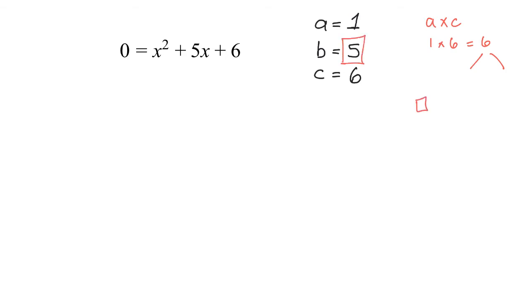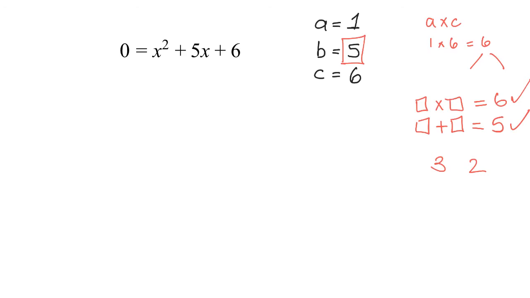Okay, so we need two numbers that are going to multiply to give us 6, and those same two numbers have to add together to give us 5. With a little bit of quick thinking, I know that my numbers have to be 3 and 2. 3 times 2 is 6, so that works out. And 3 plus 2 is 5, so that works out too. So those are going to be our two magic numbers.